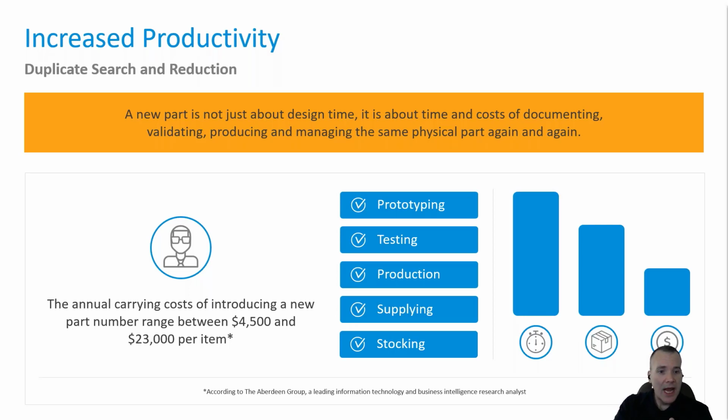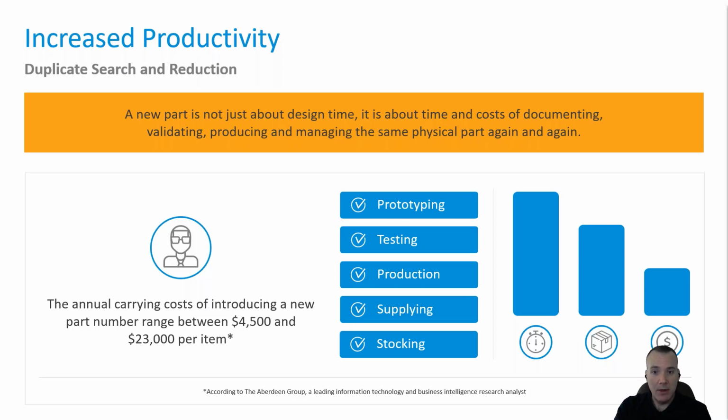According to research by the Aberdeen Group, it could be anywhere from $5,000 to $20,000 plus per new item, because you've got to get a part number, it's got to go through processes, you've got to figure out how you're going to make it, you've got to maintain it. If that widget you created is physically identical to something you've done in the past and you just can't find that other thing you did in the past and you make a new part number, you're wasting time and money, right?